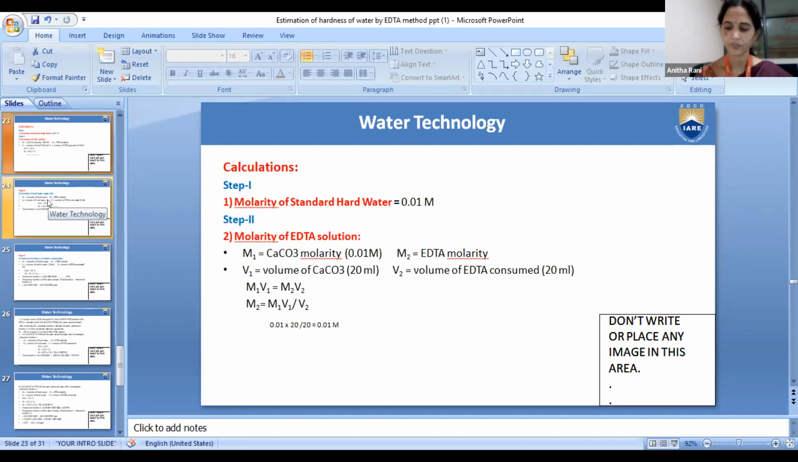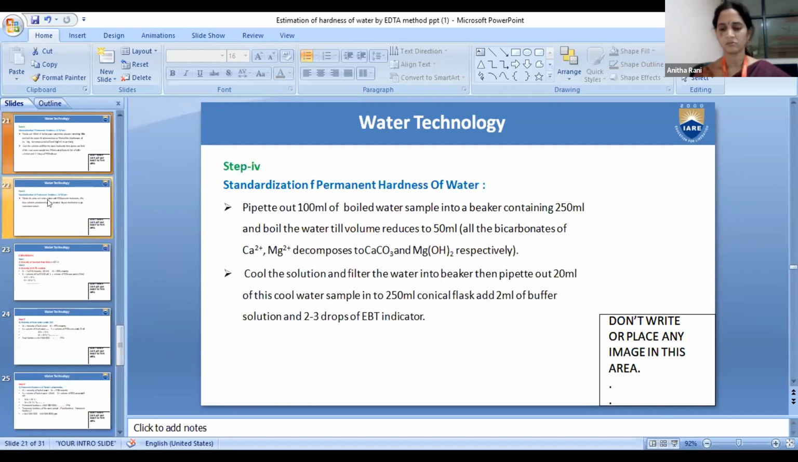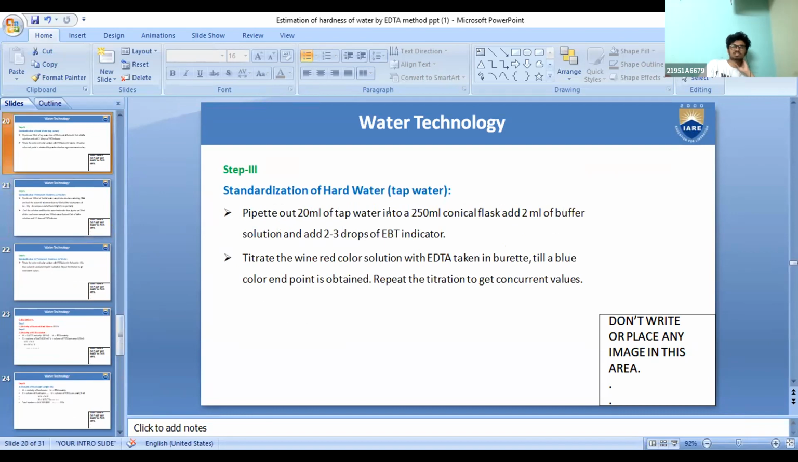Step 3 now. What is the procedure? Standardization of tap water. How much tap water will you take in the conical flask? 20 ml of tap water. Then 20 ml of buffer solution in the conical flask. What will you add then?